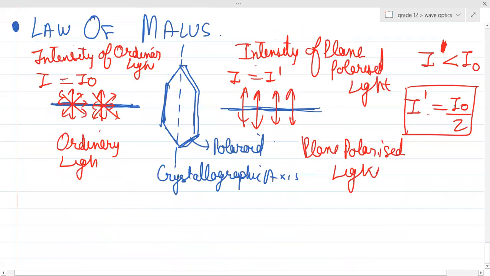When we take the average of cos square theta, right? Now the law of Malus will come when you have a plane polarized light pass through this polaroid.